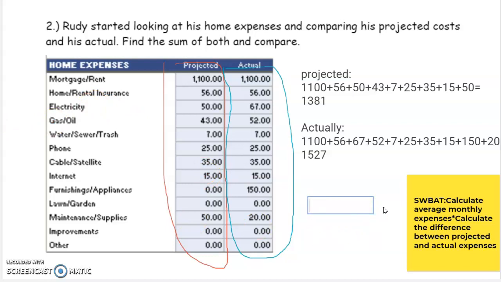If we want to know how much more, we would just take $13.81, subtract that $15.27, and get our answer, which is negative, and that is okay. It just means he overspent, and it comes out to $146, I believe. So it would be a negative $146. So he overspent by $146.